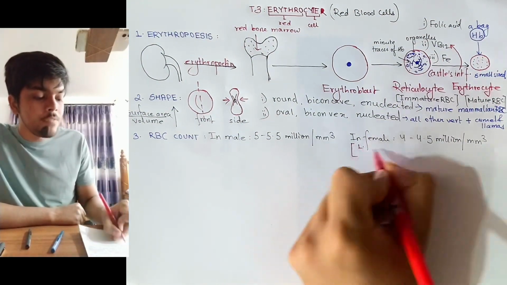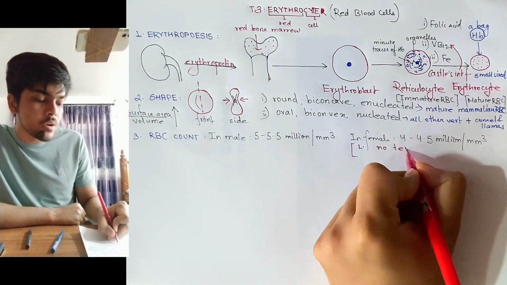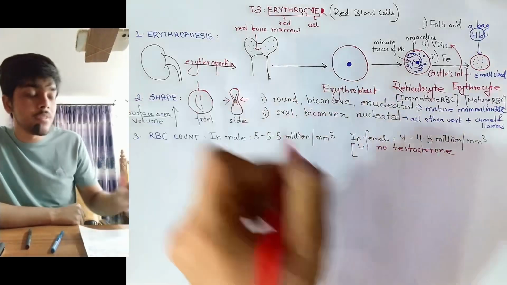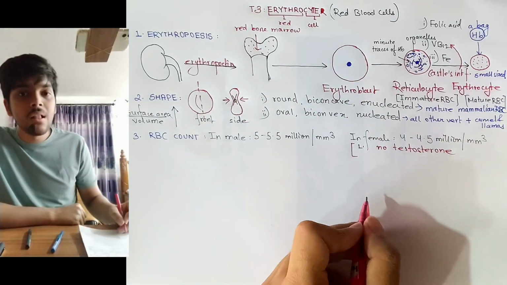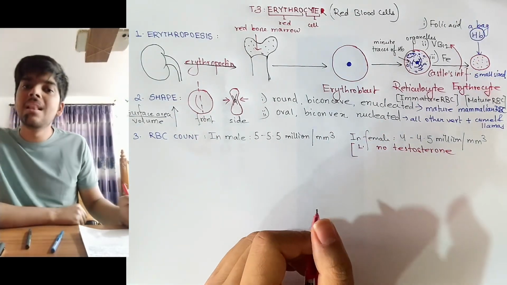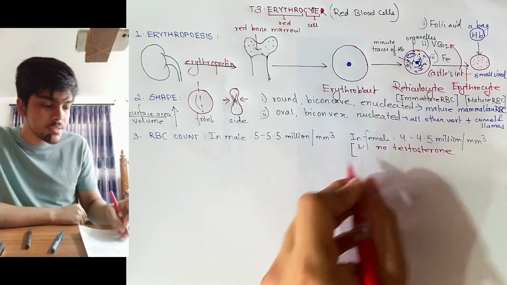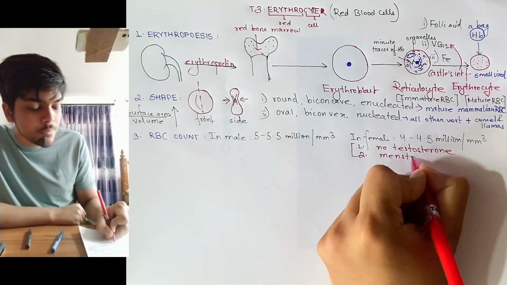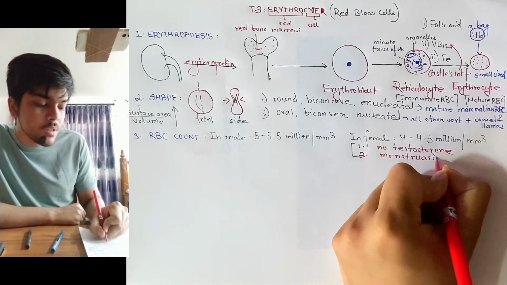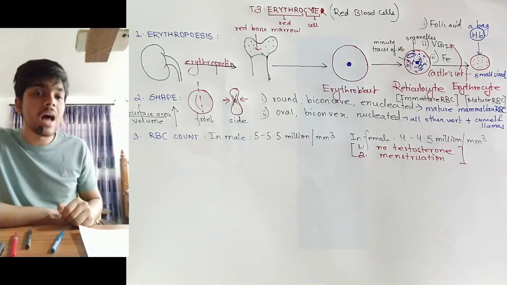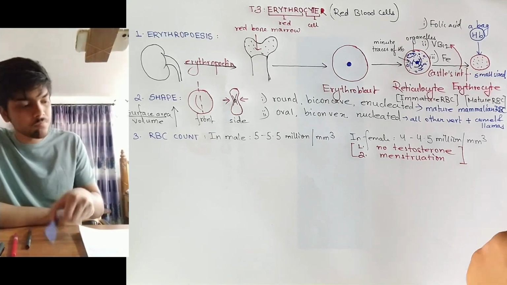Reason number 1, female, they don't have testosterone. Testosterone initiates the process of erythropoiesis. Since female don't have testosterone, erythropoiesis does occur, but at a lesser amount as compared to males. And number 2, females have to go through the process of menstruation every month, where heavy loss of blood occurs, due to which the RBC count decreases.